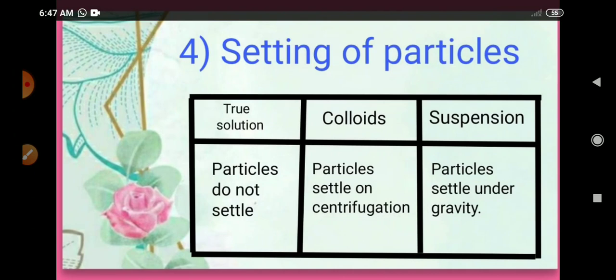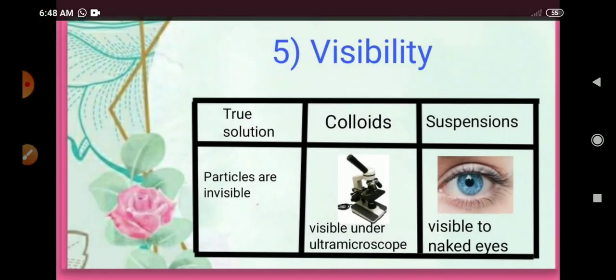Settling of particles. In true solution, the particles do not settle, but in suspension, the particles easily settle down under gravity. That means sand in water, when you keep it for some time, the sand particles settle at the bottom. But in colloids, it only settles on centrifugation. Visibility. The particles of true solution are invisible because of their very small size, less than 1 nanometer. But in suspension, the particles can be visible to the naked eye. But in colloids, they are only visible under an ultramicroscope.